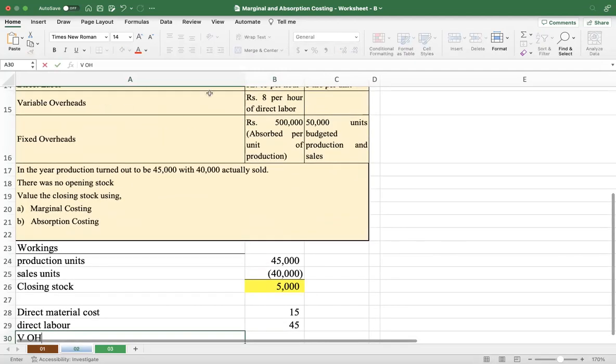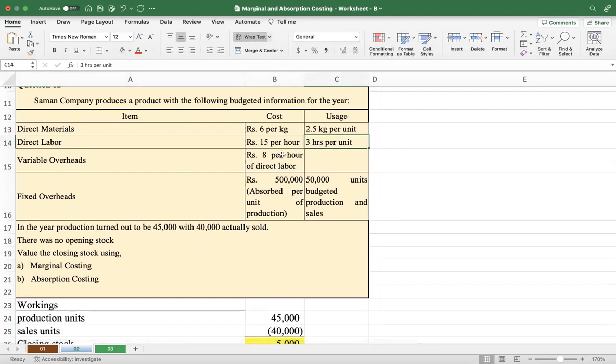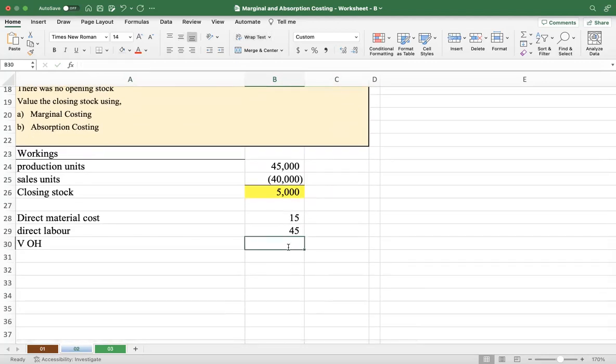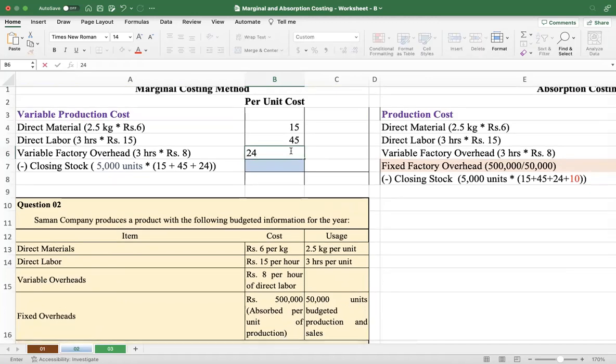Variable overheads, 8 per hour of direct labor. Remember, they have given us the rate, and they say that the number of hours considered in the direct labor will be similar to the number of hours that we use for variable overheads as well. So 8 into 3 equals 24. 8 is the rate, and 3 means they need 3 hours. That will give you 24.